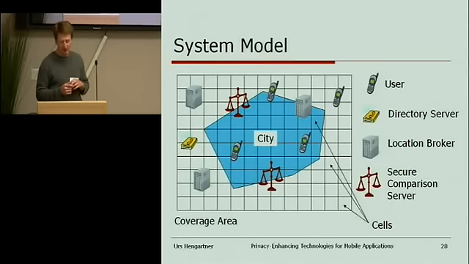And then we also have what we call secure comparison servers. These are required for our protocol. In an ideal solution, we wouldn't need these additional parties. We do have a solution that gets rid of these parties, but unfortunately, it turns out to be not very efficient.